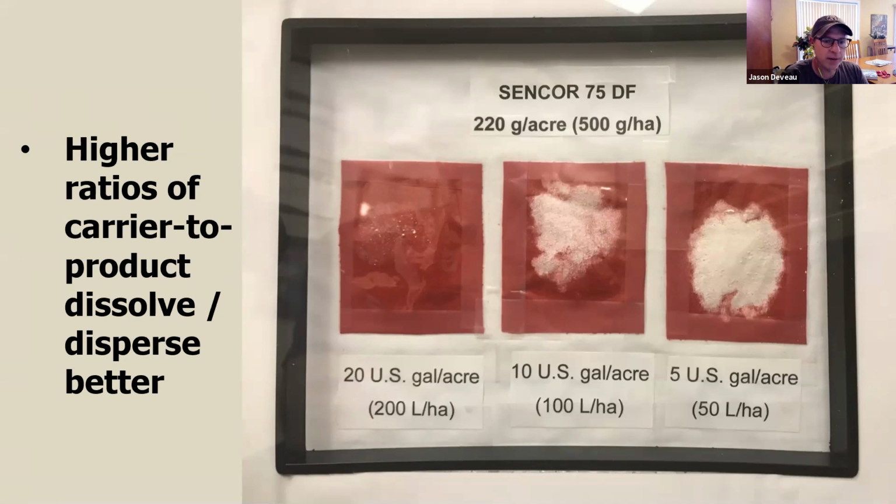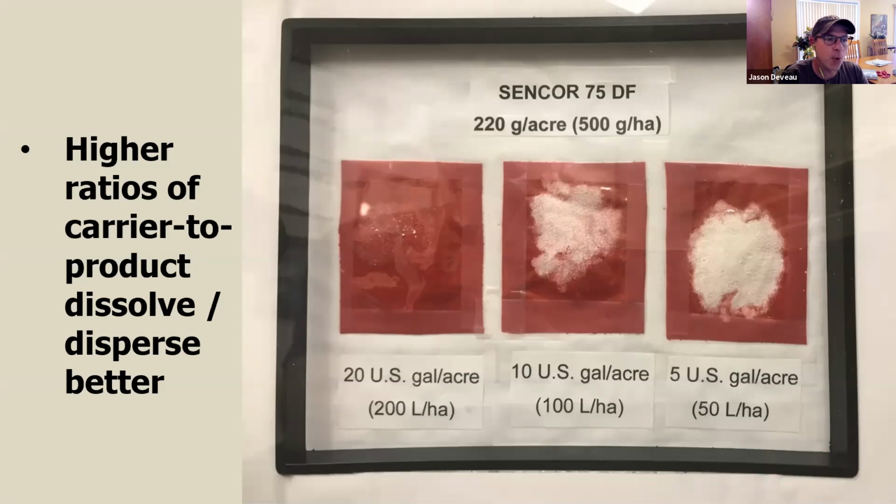And we mixed it at 3 different concentrations. So we did 20 US gallons an acre, 10 US gallons an acre, and 5 US gallons an acre. All of this to say, we tried putting a dry product in a lot of carrier or a little carrier.